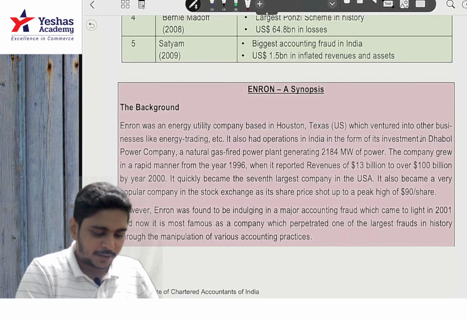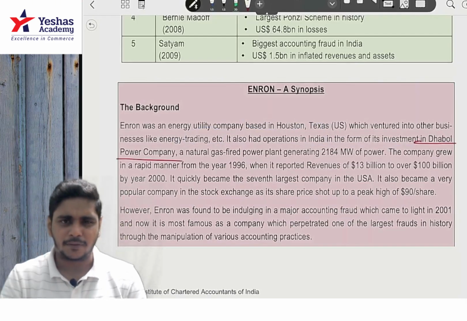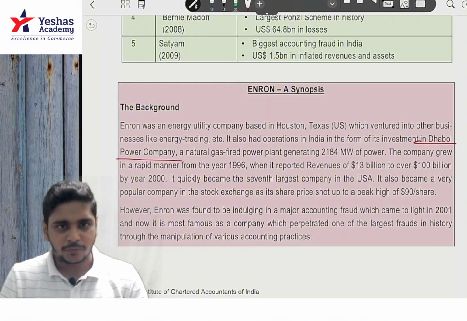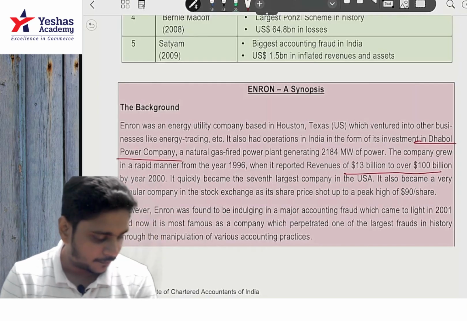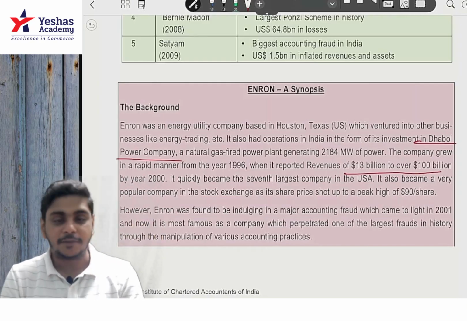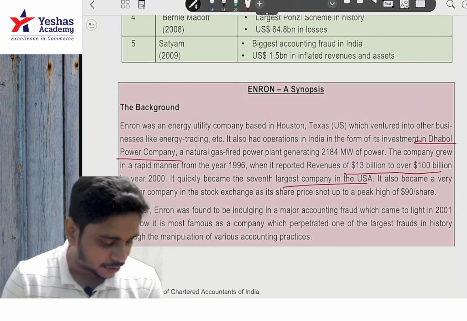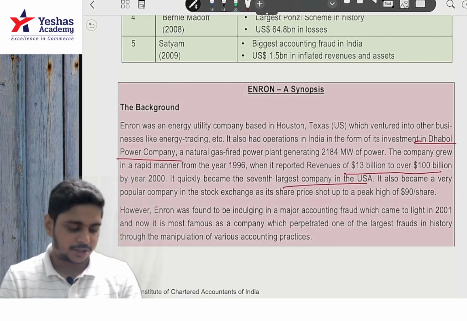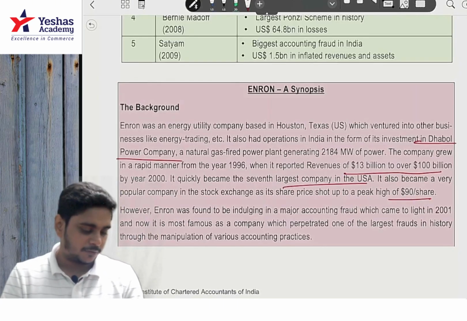This was a company, Dabhol Power Company, a natural gas fired power plant generating so and so power. The company grew in a rapid manner from 1996 to 2000, when it reported revenue growing from $13 billion to over $100 billion. It became the 7th largest company in the US. It also became a very popular company on the stock exchange, as the share price peaked at $90 per share.